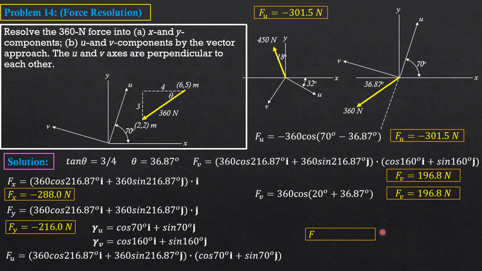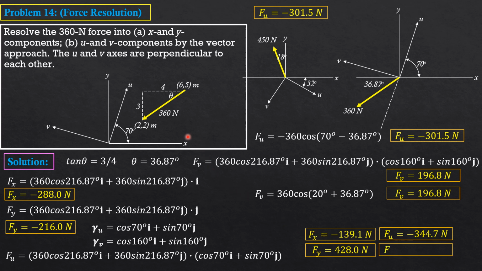And show that Fx is equal to negative 139.1 newtons. Fy is equal to positive 428.0 newtons. Fu is equal to negative 344.7 newtons, and Fv is equal to negative 289.3 newtons. So that's it for your part.